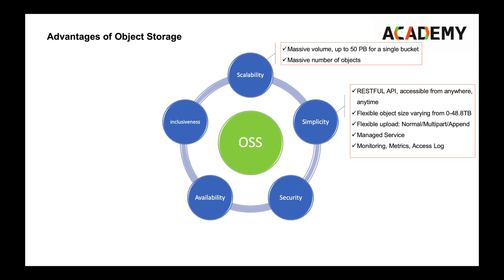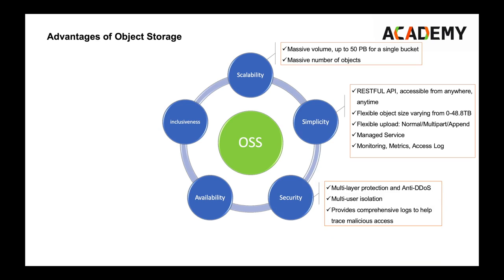We have multiple upload methods: normal upload, multi-part upload, and append, which allows you to add data to an existing OSS object. The OSS service is a fully managed service. There's no patching for you to do, no operating system for you to worry about. All you need to do is interact with the OSS API. There's built-in monitoring, metric support, and access logging as well to help you keep track of your OSS usage.